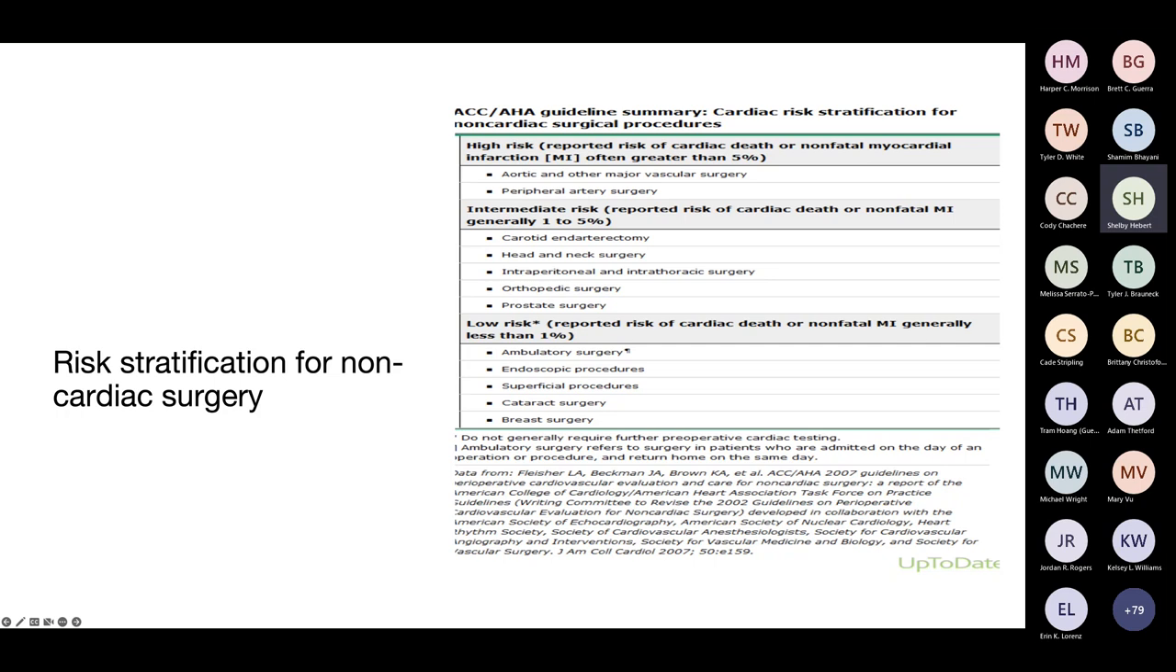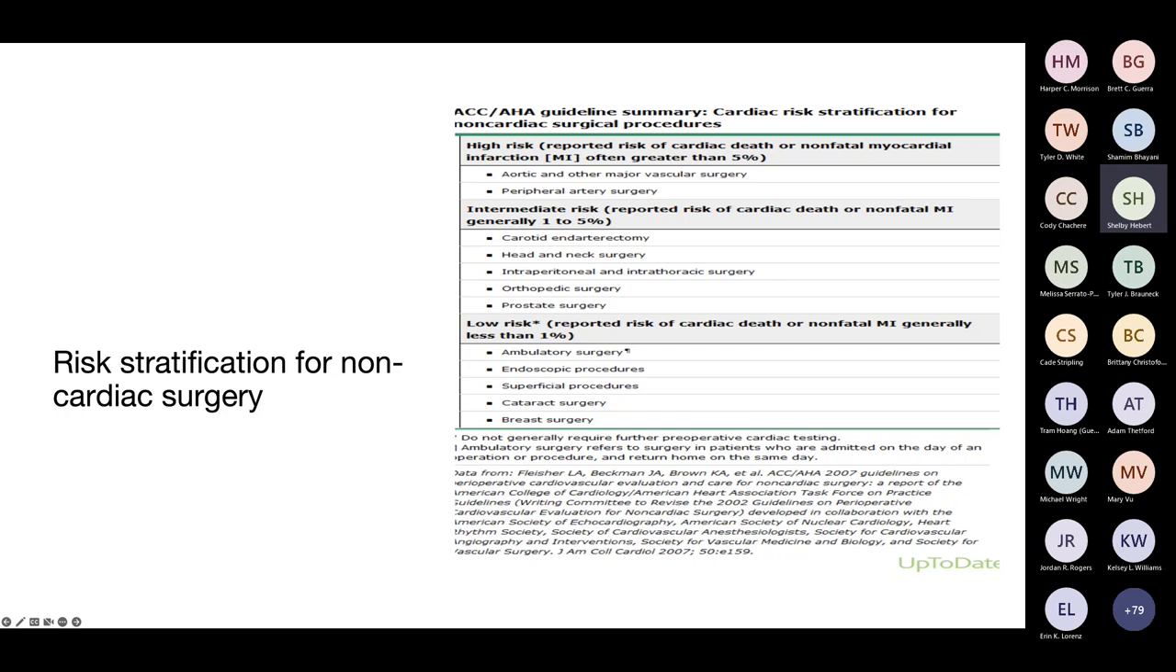So high-risk patients are basically greater than 5%. So think about major surgeries, aortic surgeries, major cardiac surgeries, and then peripheral vascular surgeries. And the factor that it really takes into account here is that if they're having to have those procedures, they probably have poor vascular status already.